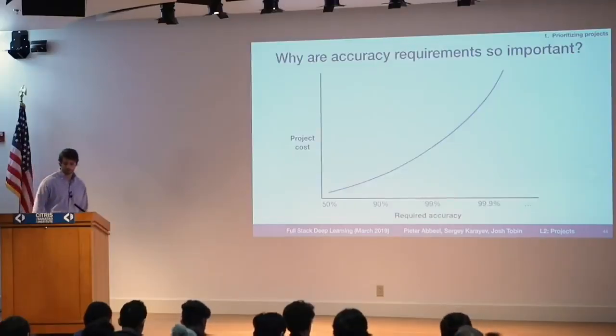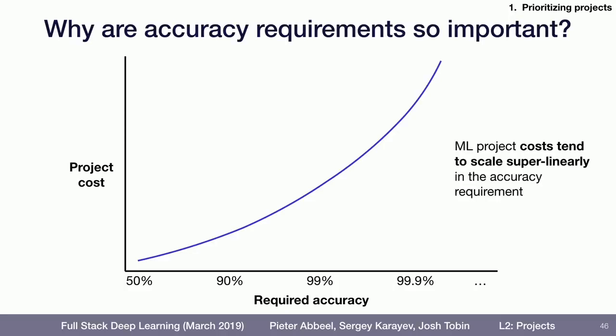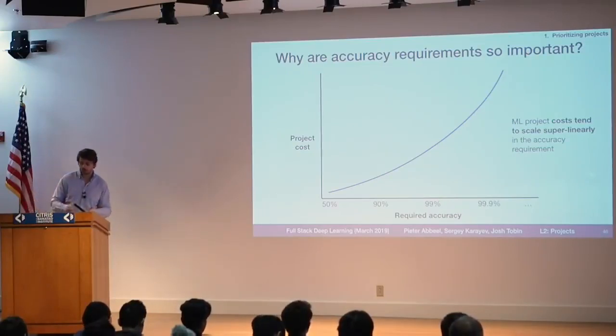So I want to zoom in a little bit on this accuracy requirement and just kind of explain why I think this is so important. This is a chart showing the required accuracy of your project on the x-axis and the project cost on the y-axis. And the key point here is that machine learning projects tend to scale more than linearly in the accuracy requirement. So a heuristic that you can use is if you needed to add another 9 to your required accuracy, that could increase the cost of your project by a factor of 10 or something like that. And so if you need many, many 9s of accuracy in order to be successful, your project is going to be very expensive. And the key example here, I think, is self-driving cars.